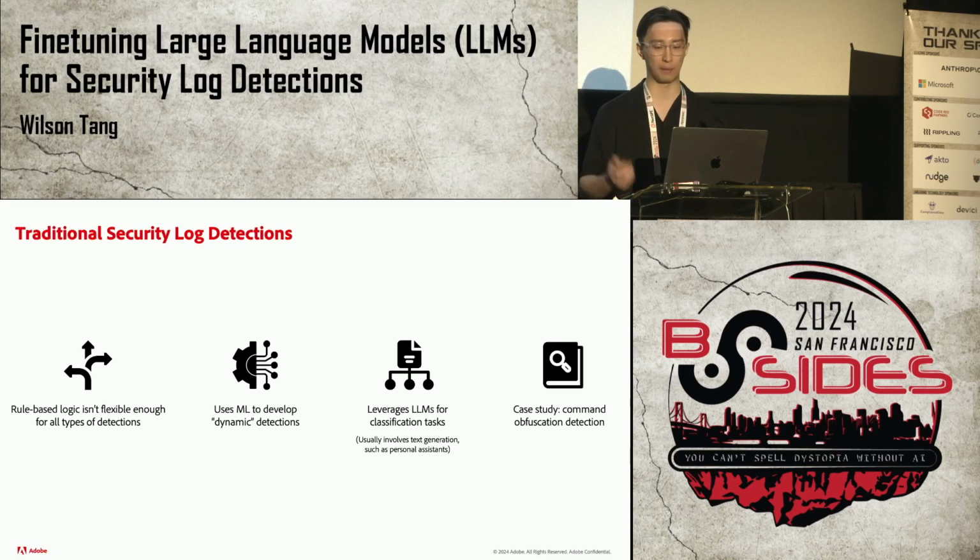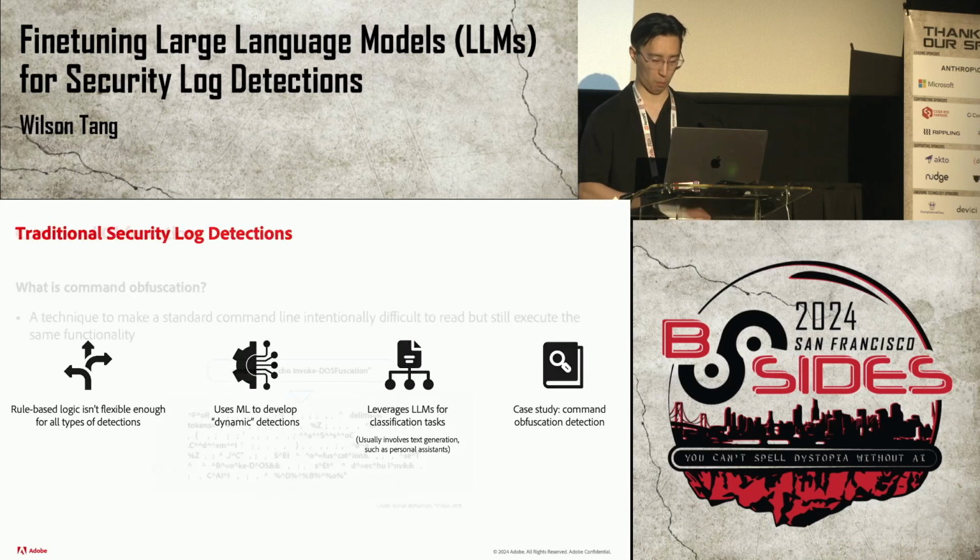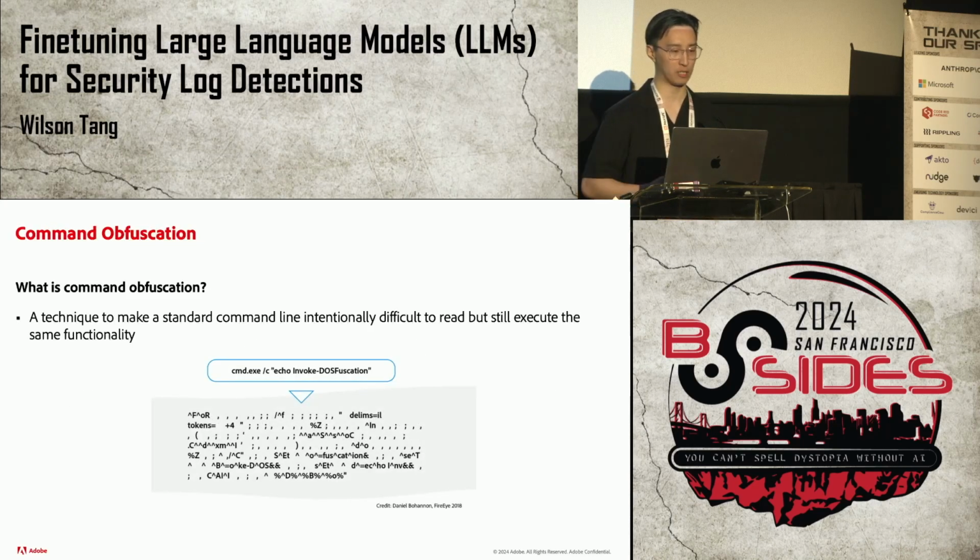Now I'm going to start talking about our specific case study in command obfuscation detection. Before we can actually start detecting it, let's go over what it is so we understand it. Command obfuscation is a technique to make a standard command line intentionally difficult to read, but still execute the same functionality.